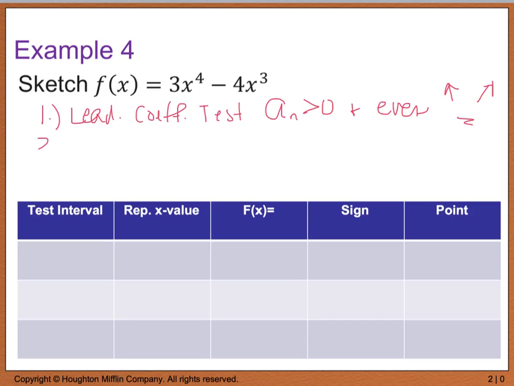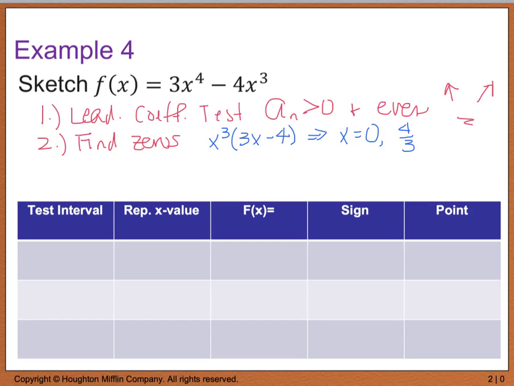Then, my next step is going to be to find the zeros. To find the zeros, it looks like I can factor out an x cubed. Then I'm left with 3x minus 4, which tells me that I have a 0 at x equals 0 and at 4/3. Now I'm going to create my test intervals and plot a few points.